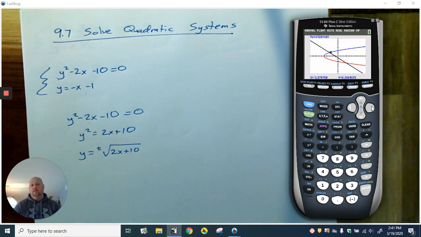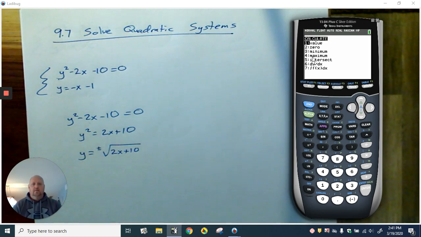So the calculator does have an intersect feature. Okay, so here's how you do this. It's under the calculate menu, which is the blue, or second, version of the trace button. So we hit second, and then the trace button. The fifth one down is the intersect feature.